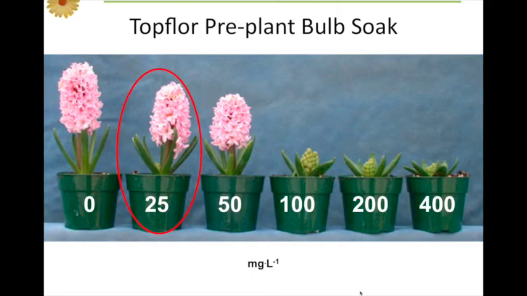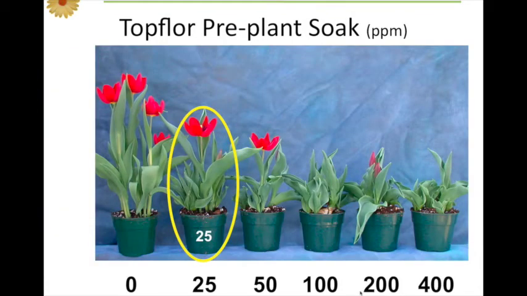Brian Krug's work with his master's looked at different rates. We thought we'd have to go higher, and that's why the 400 is there, but it knocked them pretty hard. But roughly about 25 parts per million of Topflor worked very well on some of the hyacinths.